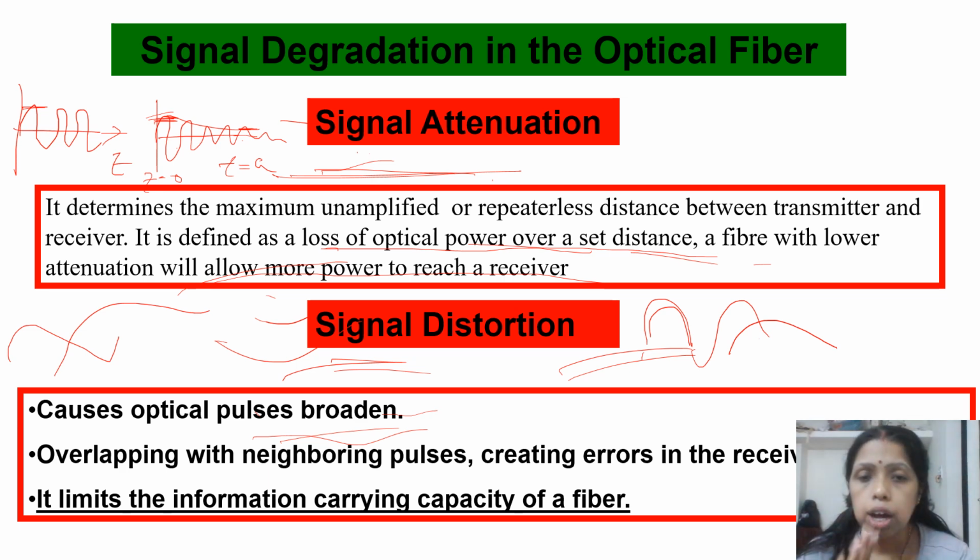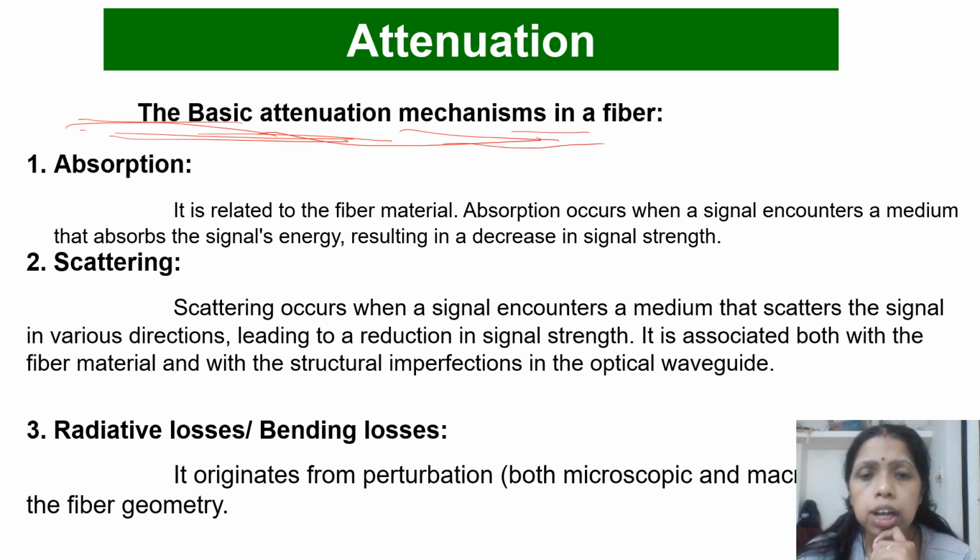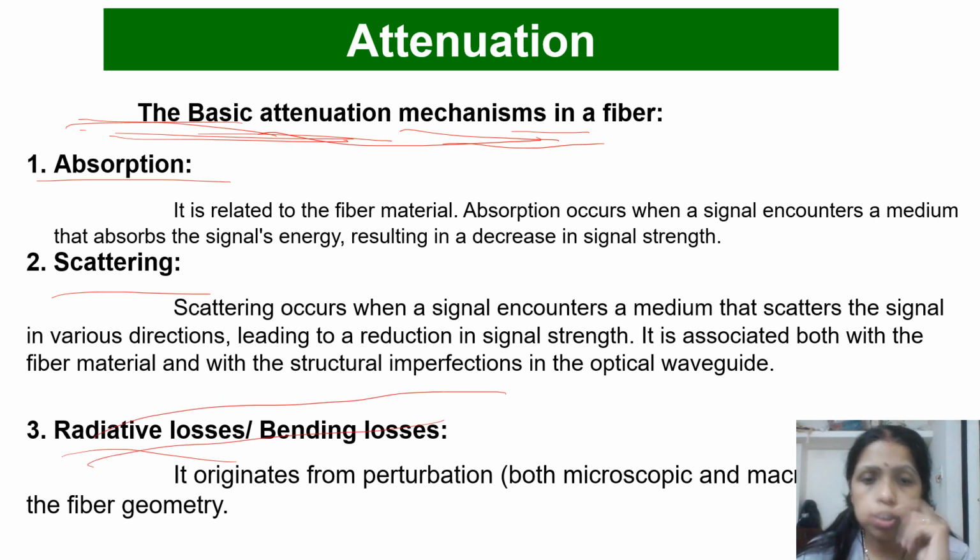So what are the reasons why attenuation is happening, or why signal distortion is happening? This we will discuss in today's class as well as the upcoming lectures. Related to attenuation, there are some formulas, and we will solve some numericals related to attenuation. The attenuation happens in the optical fiber due to some mechanisms: one is absorption, scattering, and the radiative loss. I'll describe these three things briefly, just in one line each.